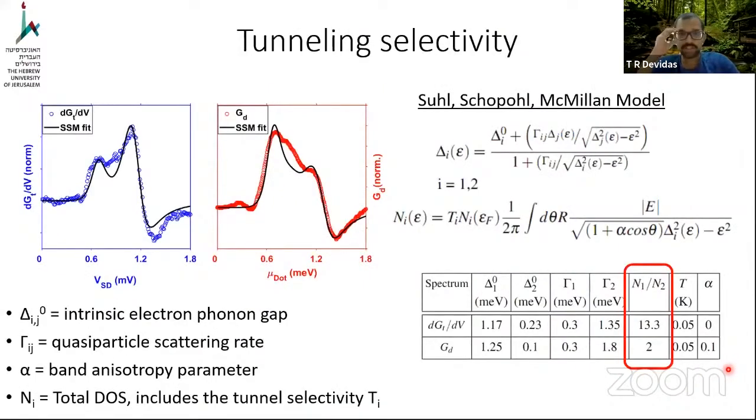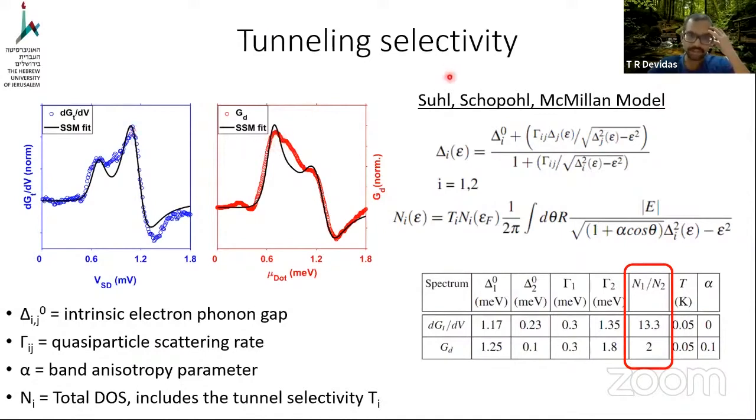We try to further understand why you see that. We see that the second derivative of the direct tunneling and that of the dot assisted tunneling current have different coupling to the two features. For example, this one couples strongly to the outer gap, whereas this strongly couples to the inner gap.